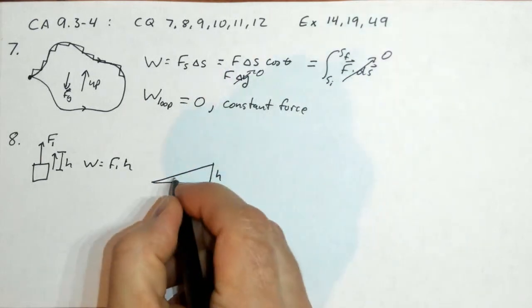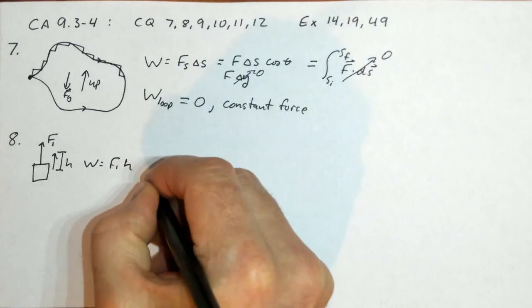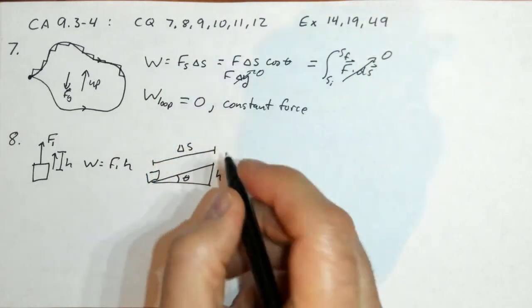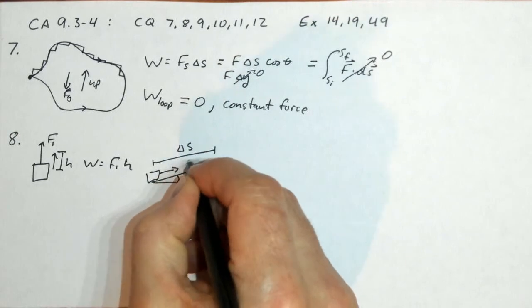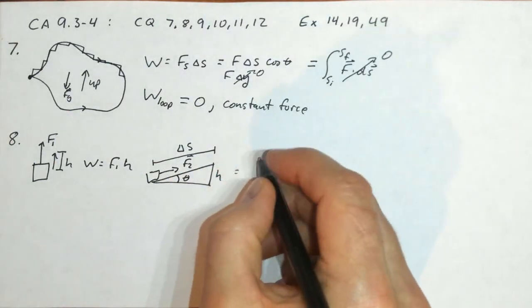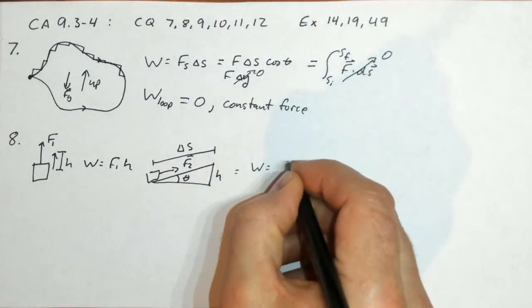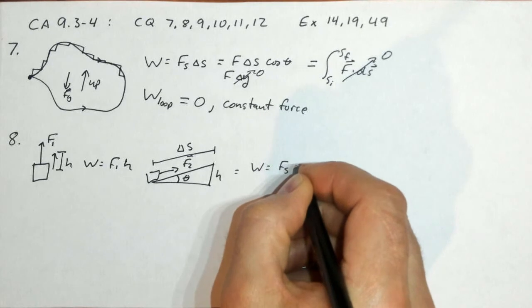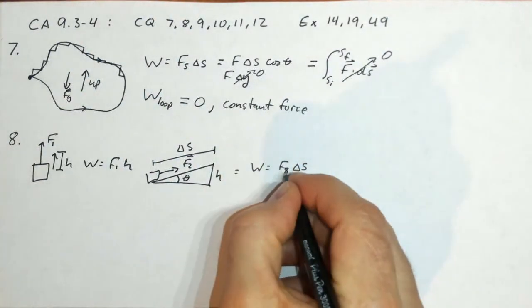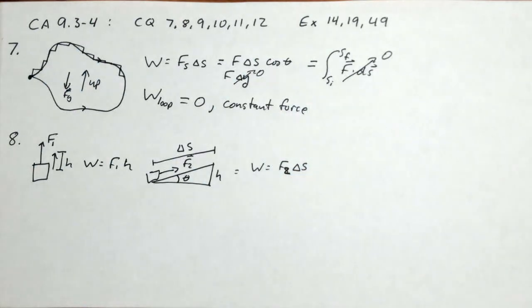It's a height h. It makes an angle theta. And this block now moves a larger delta s. In order to achieve that, I'm going to have to apply a smaller force. So now the work done is F2 delta s.